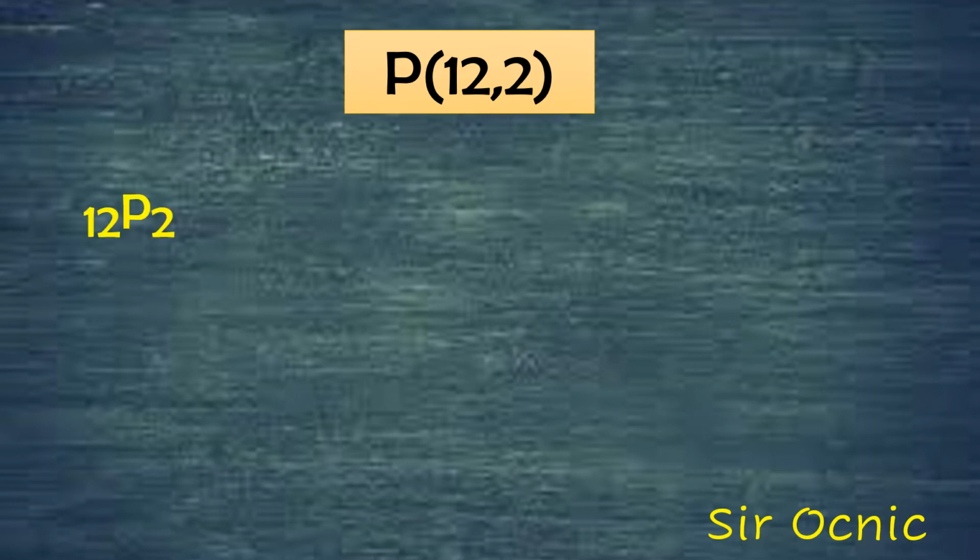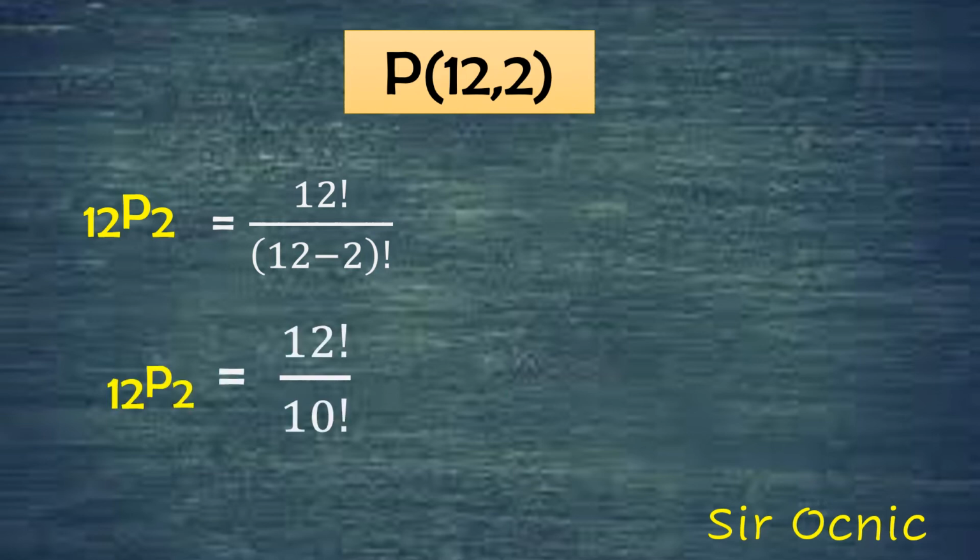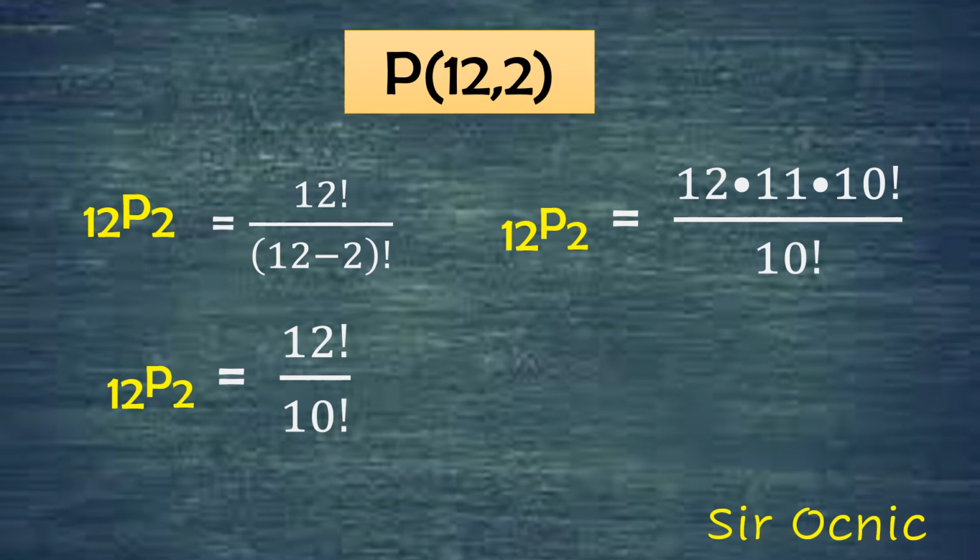P of 12, 2. That is equal to permutation of 12 taken 2 at a time, which is equal to 12 factorial all over 12 minus 2 factorial. That is equal to 12 factorial all over 10 factorial. By expanding the numerator, that is the same as 12 times 11 times 10 factorial all over 10 factorial.